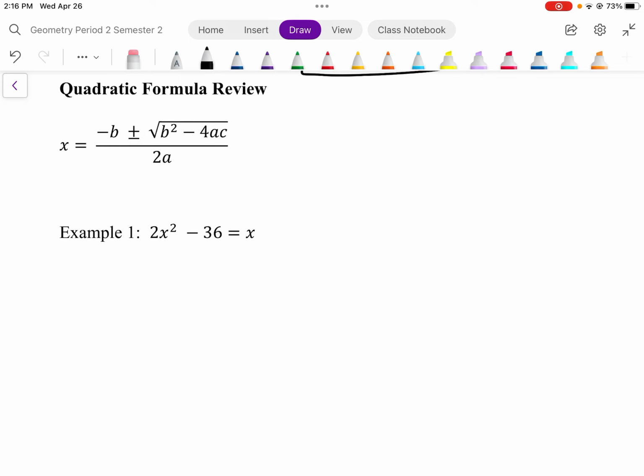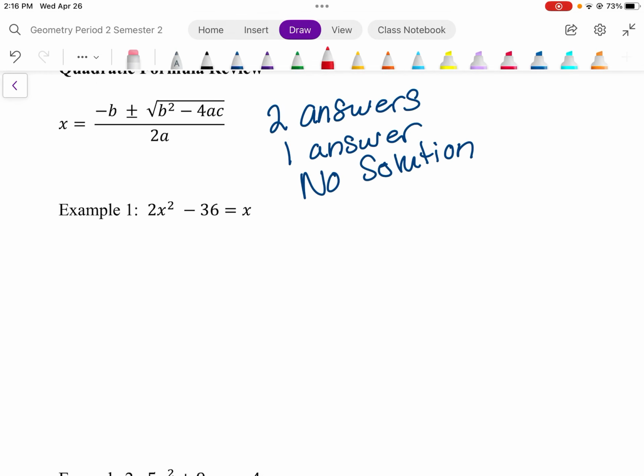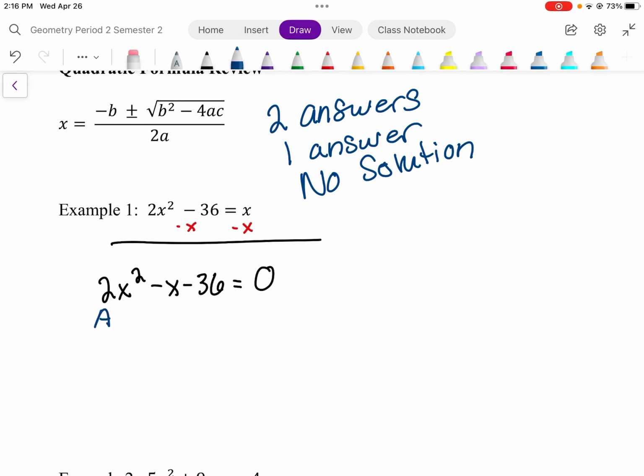The next one is the quadratic formula. When you're doing the quadratic formula, you get 2 answers. Or you could get 1 answer, or you could get no solution. So if we look at the first one, when you're doing the quadratic formula, one side of the equation has to equal 0. So we're going to subtract x on both sides to get 2x squared minus x minus 36. When you have a quadratic equation, you have an a, b, and c value.